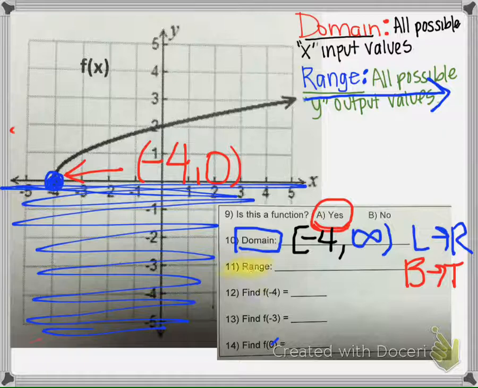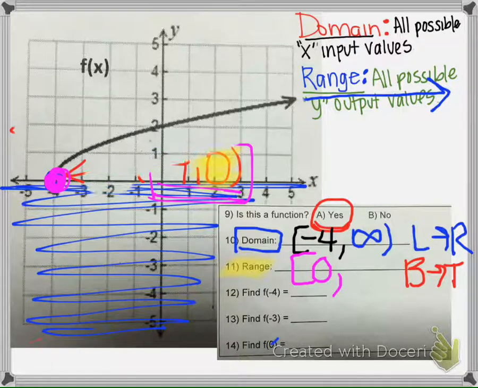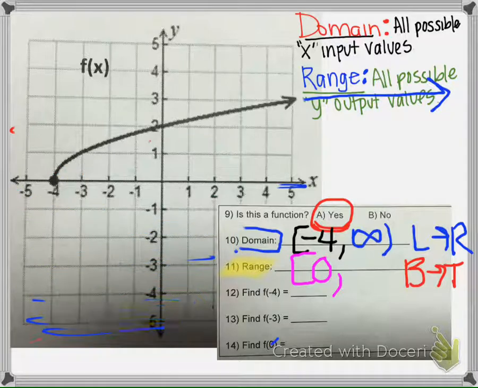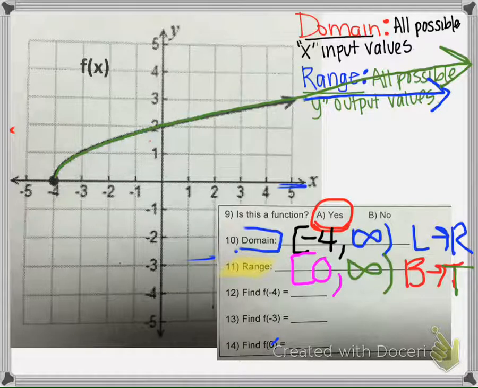But since the range is only concerned with the y value, the second number, we're going to start with 0, and we're going to put a bracket around it because there is a solid point. This point right here is on a solid circle, a solid line. And then for the range, it's from the bottom to the top. So as we go to the top of the graph, it's just going infinitely up towards the top. So that would be our range.